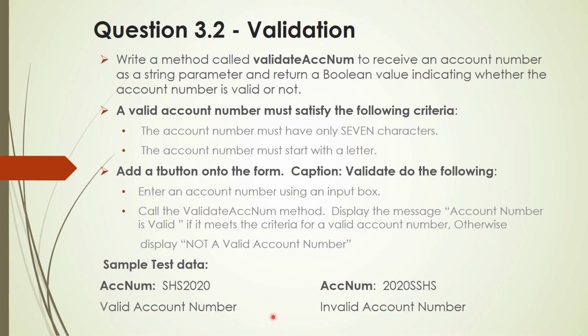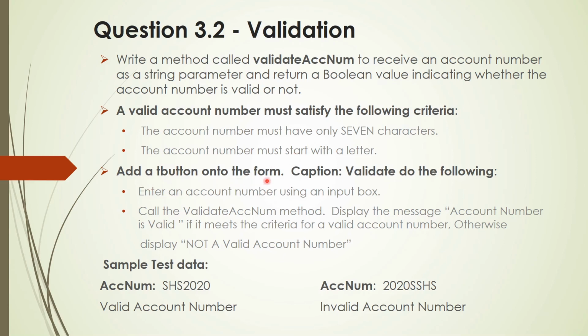A valid account number must satisfy the following criteria. The account number must have only 7 characters. Must just be 7 characters. The account number must start with a letter. It must be a letter of the alphabet. And remember, it must start with a letter. So the first character of the account number must be a letter of the alphabet.